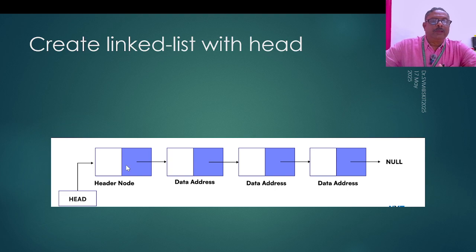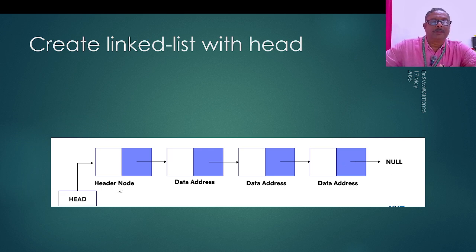So we have to define a node. A node consists of two parts: data part and address part, and the name of the node can be given differently. In this case, the first node we can call head node or header node. Then we can call the second node, third node, fourth node, and so on.